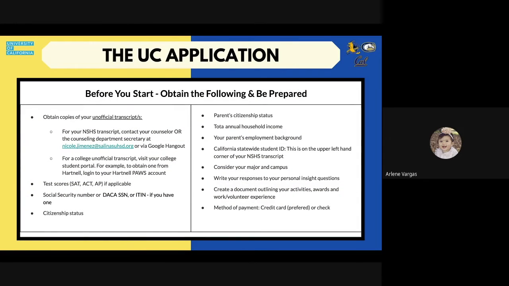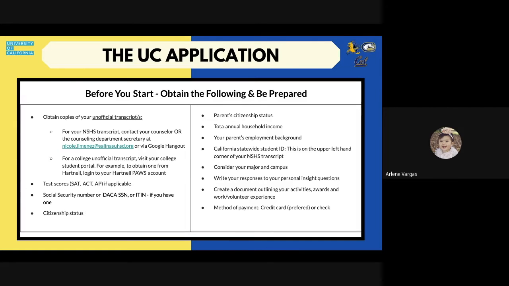And then before you start the application, we want you to be ready and obtain some of the following documents and information so you're prepared to get started. It's really important to have your unofficial transcript. And in order to get one from North Salinas High School, you can contact one of us, your counselor, or the counseling department secretary, and her email is there, or via Google Hangout. And she responds really quickly to email and Google Hangout, so you can go ahead and check in with her and request that unofficial transcript.